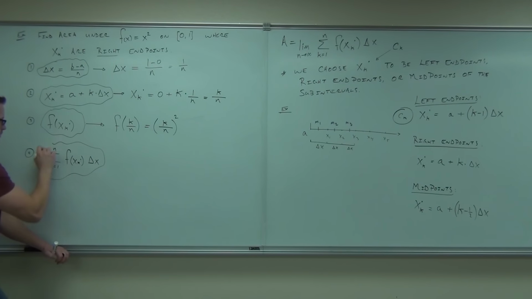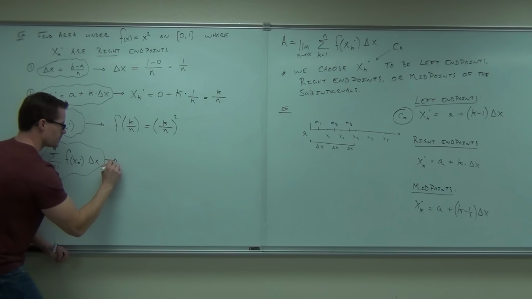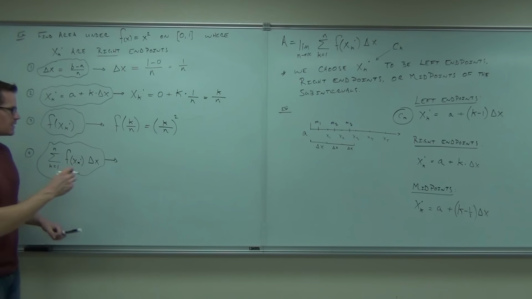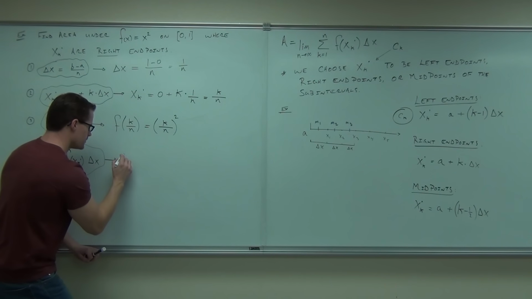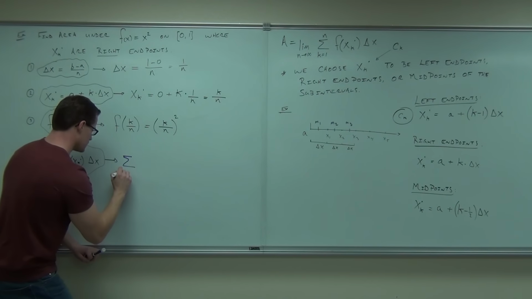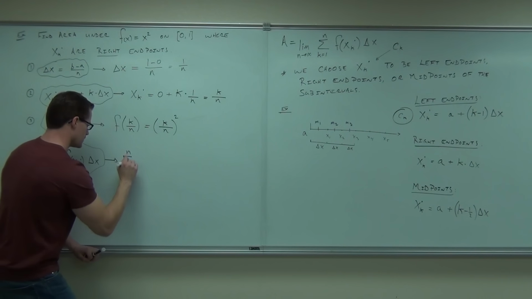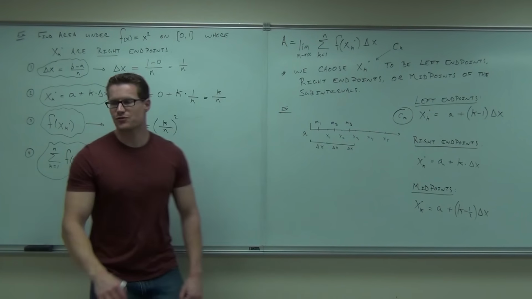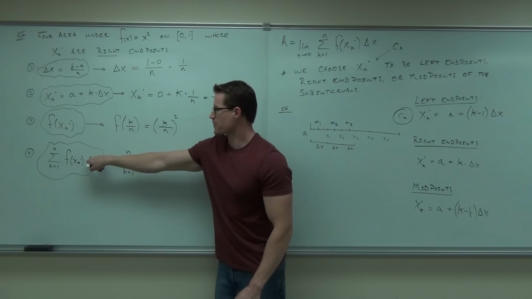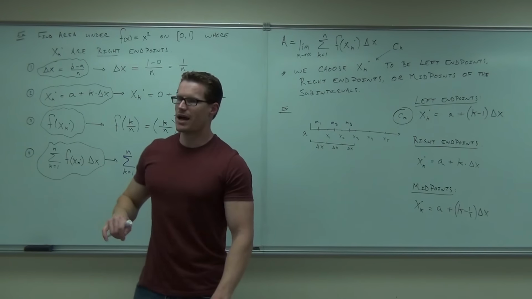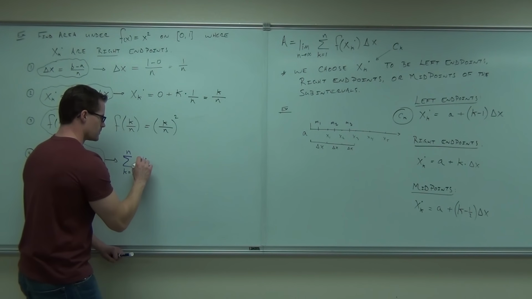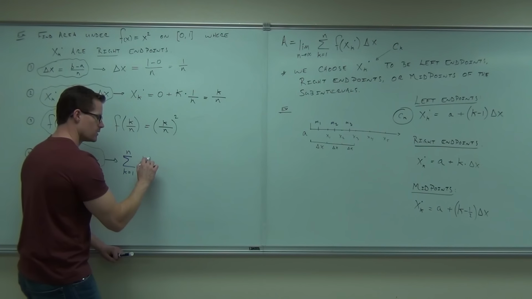Fill this whole thing out. If you fill that whole thing out, you can't change the sum. However, you do have expressions for this and for this. What did we find out was our f of xk dot? All said and done, what was it? K over n, what? Square.